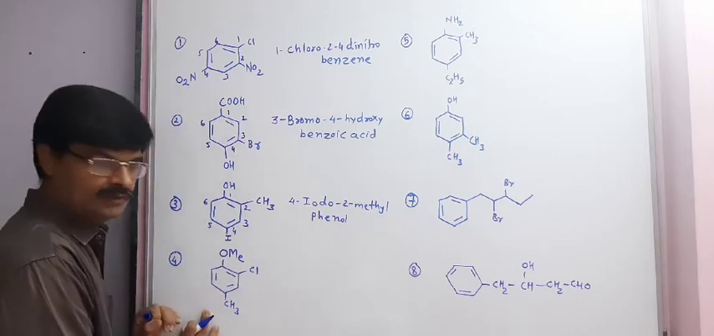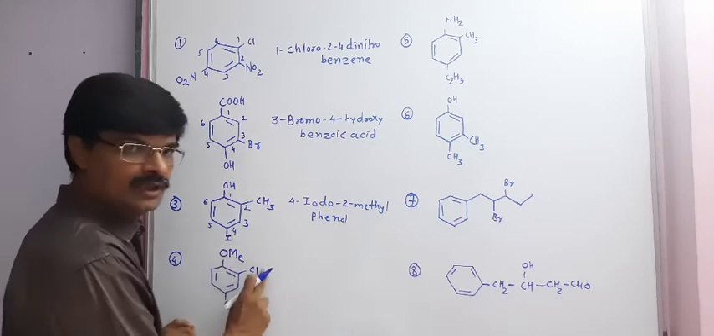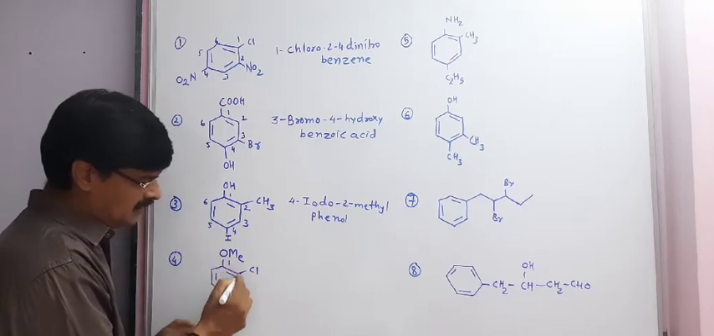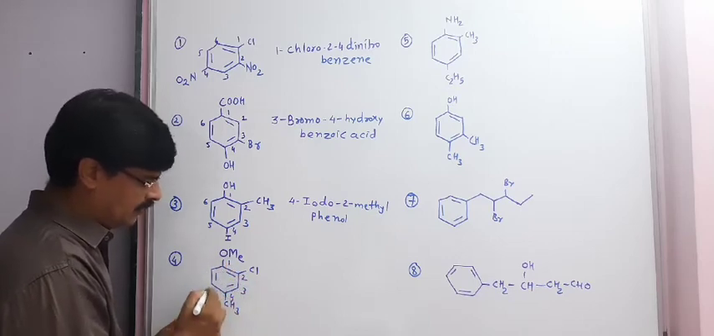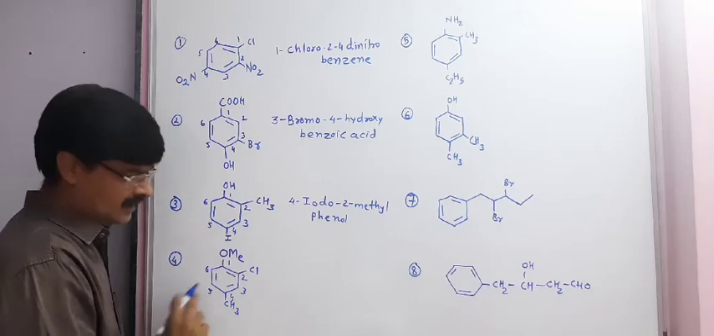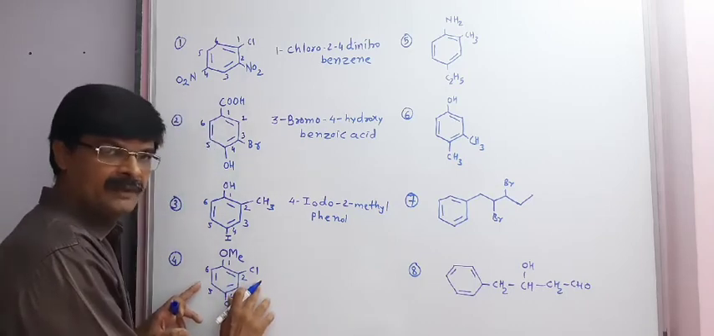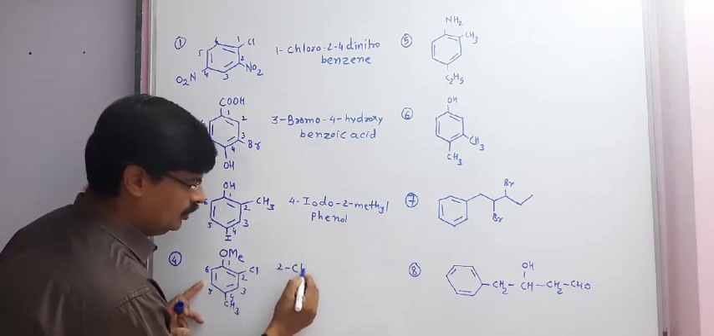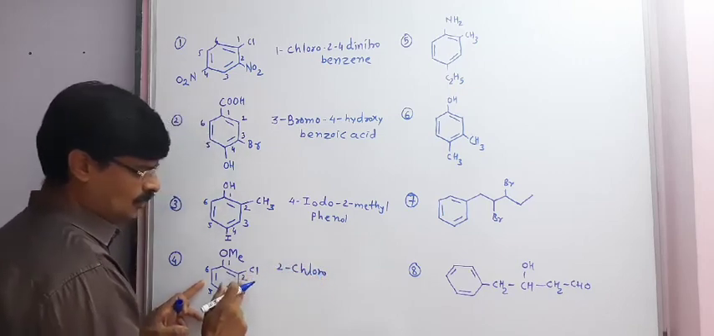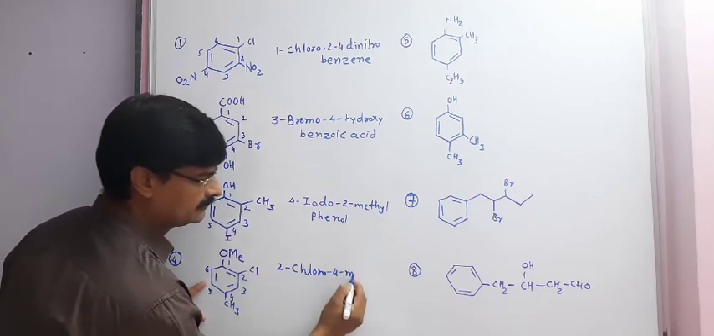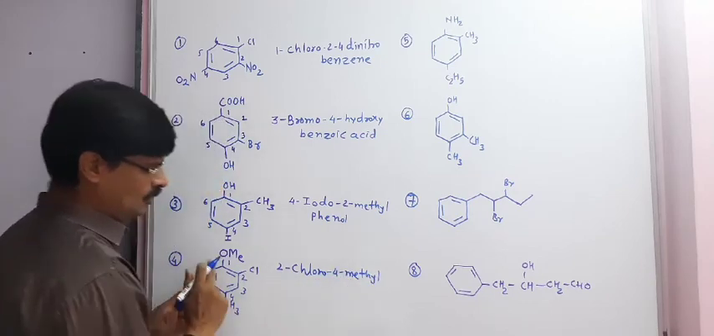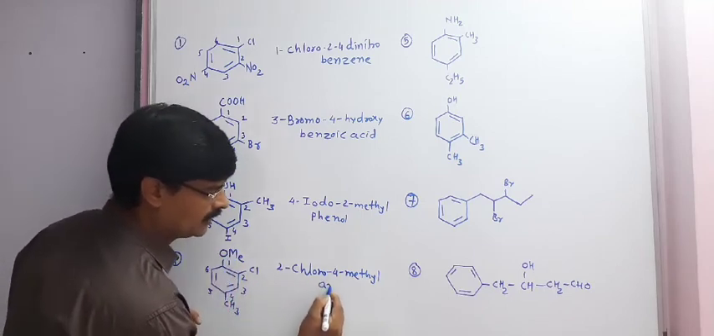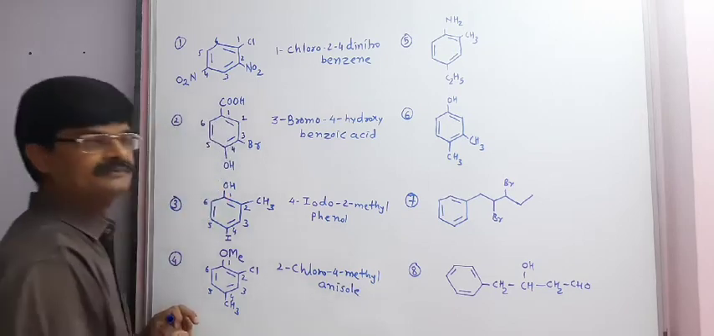Now for the next compound, we have a methoxy group, a chlorine group as well as a methyl group. So carbon numbers 1, 2, 3, 4, 5 and 6 will come. Now maintaining alphabetical order for chloro and methyl, we will say 2-chloro, 4-methyl. And because of the methoxy group on benzene, it is known as anisole.